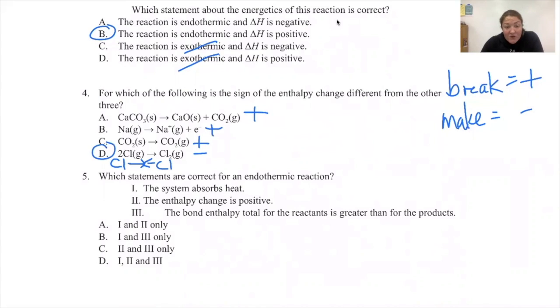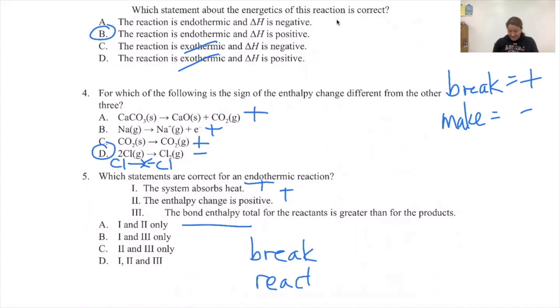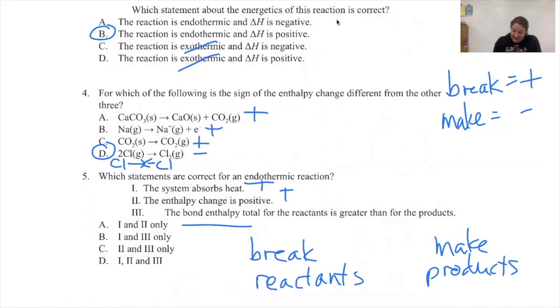Number 5, which statements are correct for an endothermic reaction? The system absorbs heat, true. Positive delta H, true. The bond enthalpy for the reactants is greater than for the products. Okay, now this is not an enthalpy level diagram, but if we're looking at the bond enthalpy total, we're looking at the bonds we break in the reactants and the bonds we make in the products. This step is endothermic.